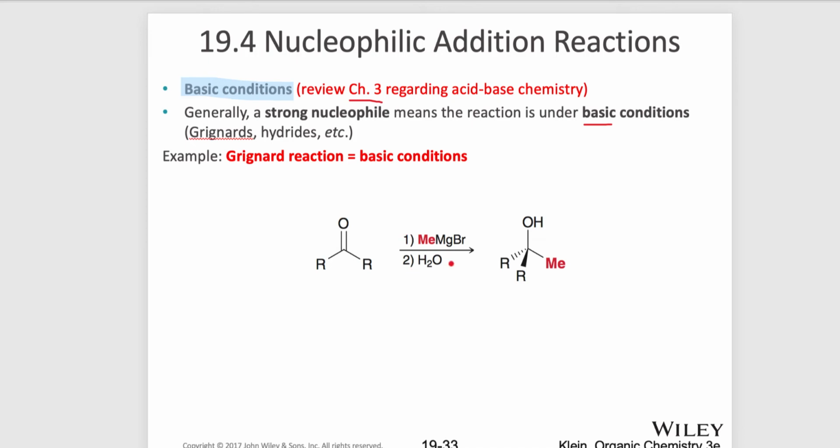This is a 2-step procedure. The first one is the Grignard reagent. I would encourage you to think about this as we have an alkyl group, such as a methyl group. We have magnesium in here. And then we have a bond to a halide, such as the bromine over here.